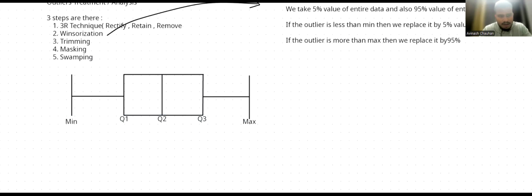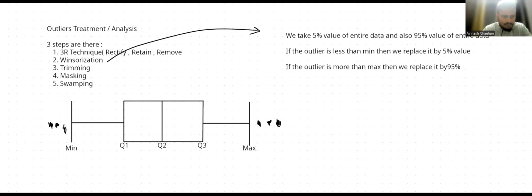And if there is an outlier, I have explained that outliers will appear in a bubble shape like this. If the outlier is below the minimum, the bubble shape will be like this, outside the minimum. So all these things were there.